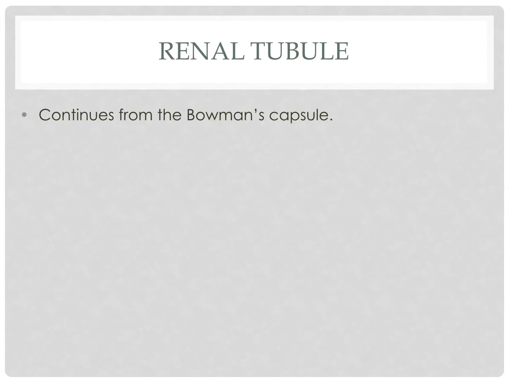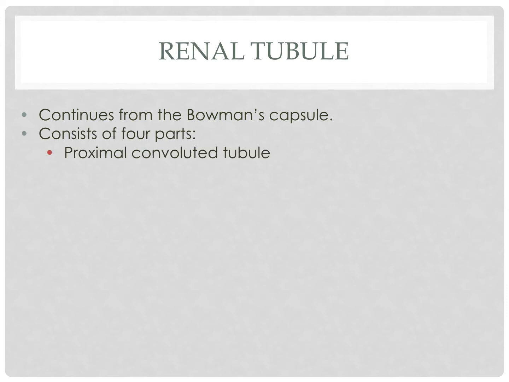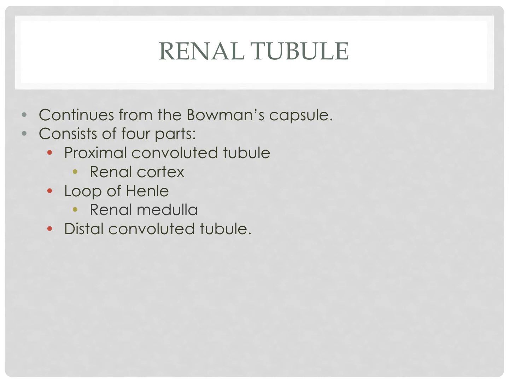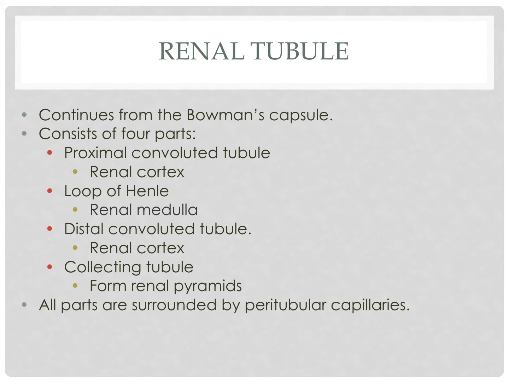That filtrate, as mentioned, continues into the renal tubule because it moves out of the glomerulus and into what surrounds it, the Bowman's capsule. Your renal tubule has 4 overall parts: a proximal convoluted tubule found in your renal cortex, so that outer layer; the loop of Henle, which is going to be found in the middle layer, the renal medulla; the distal convoluted tubule, which is back out in the outer layer, or the renal cortex; and then finally the collecting tubule, which allows us to form the renal pyramids. All parts are surrounded by peritubular capillaries.